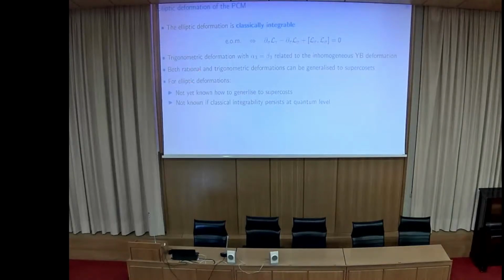Both the rational case, which is just the η-deformed theory, and the trigonometric deformation, so this Yang-Baxter deformation, can be generalized to supercosets to describe superstrings. However, for elliptic deformations, this is something that is not known yet how to do. So we don't know yet how to write down a sigma model that would give rise to deformed AdS3 superstrings, elliptic superstrings. And we also don't know, in principle, if classical integrability, so the integrability of the Lax type, persists at the quantum level.